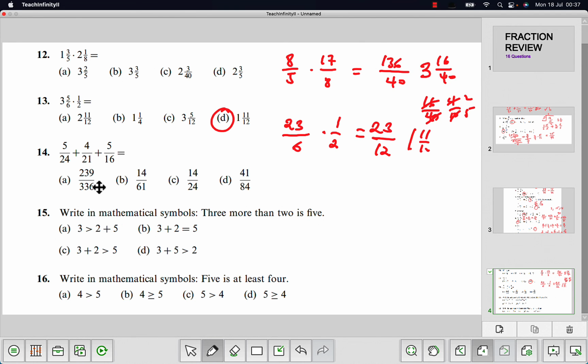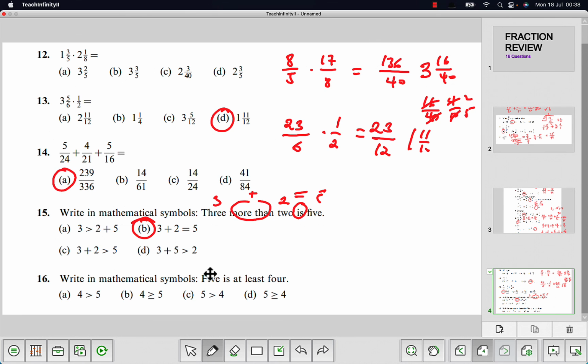Okay, so I guess you were able to do that. If you were able to do the 14 correctly, you should get this as your final answer. Write in mathematical symbols 3 more than. So more than can be plus. 3 more than is, so we say is the same as equal to, more than is plus. So 3 plus 2 is equal to 5. Okay, that was pretty interesting.